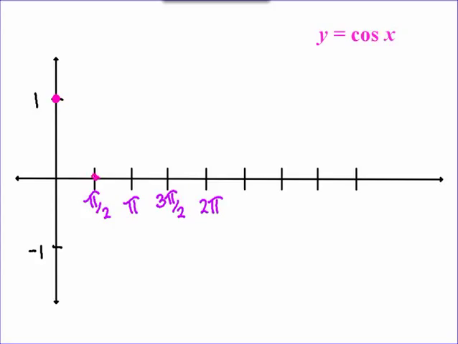0, that is correct. Cosine of pi, -1. What's cosine of 3 pi over 2? 0. 2 pi? 1. What do you think is going to happen at the next one? The same. It's going to go down.